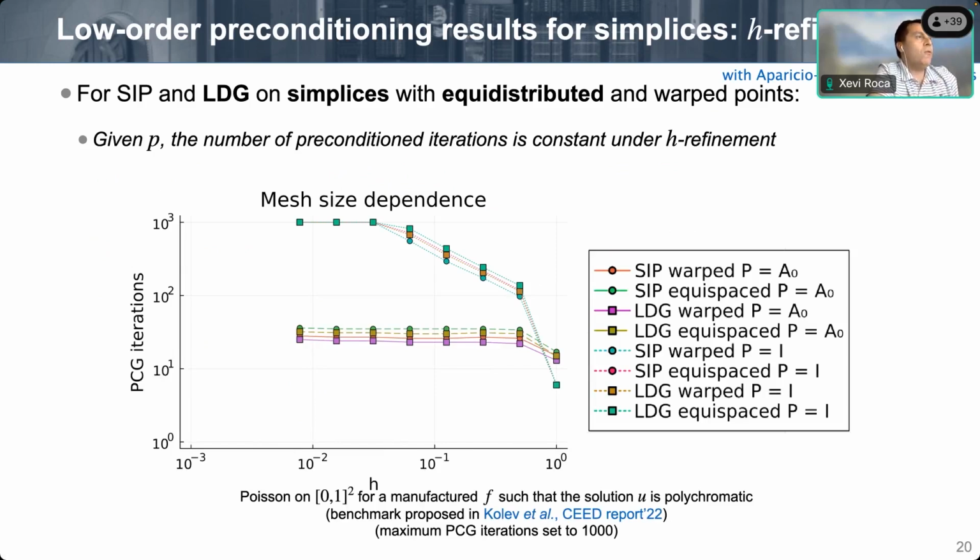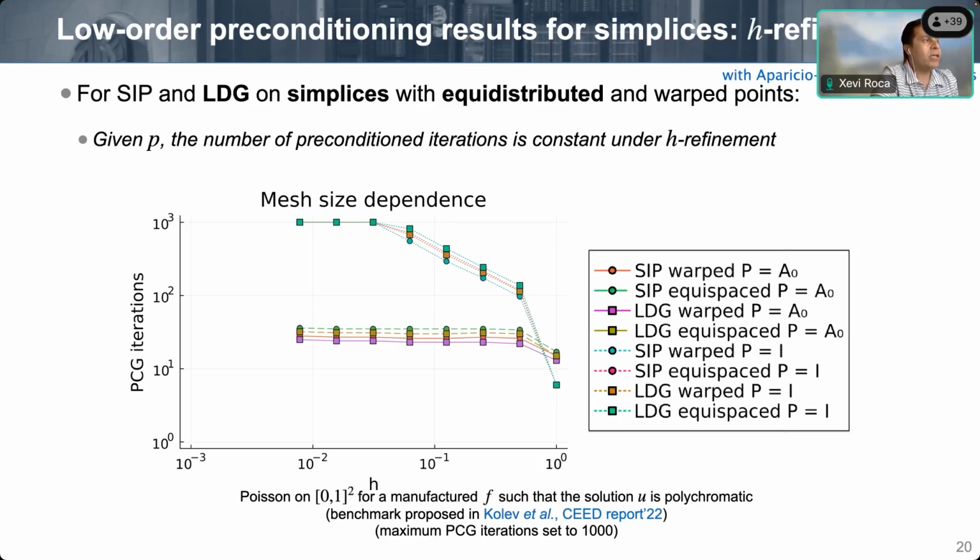And let's go for initial results. For doing so, we are going to consider a manufactured solution in the unit square such that the solution is polynomial. This is actually a benchmark proposed by Kolev and collaborators in a technical report. We decided to use the same benchmark because it stresses the iterative solver. We are going to get results for symmetric interior penalty, but also for local DG, on simplices with equidistributed and warped points.